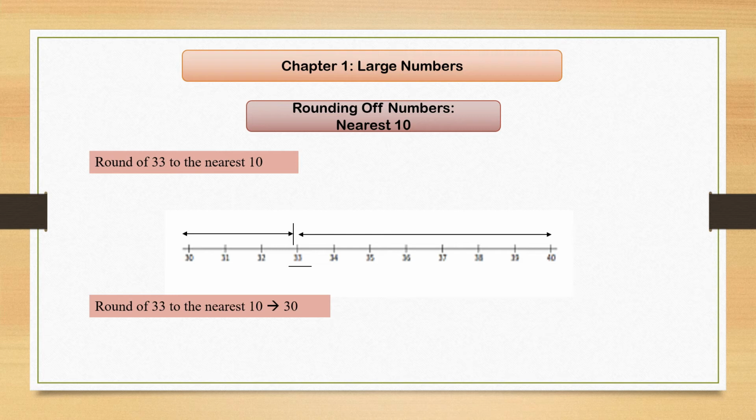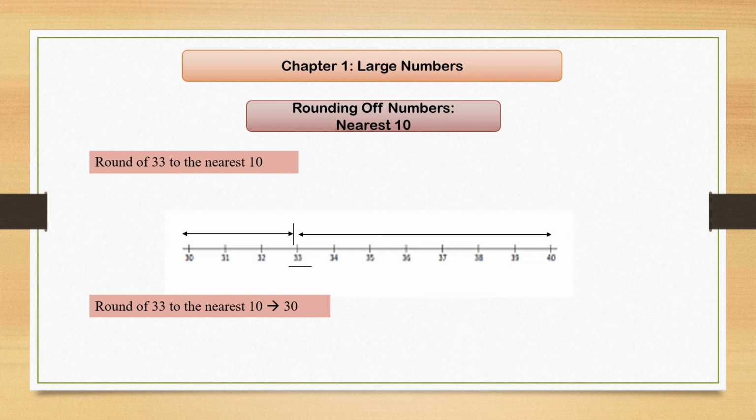Round off 33 to the nearest 10. We know that 33 will lie between 30 and 40. So, on a number line, we mark the numbers from 30 to 40. As we can see, 33 is closer to 30 than 40. So, we round off 33 to 30.